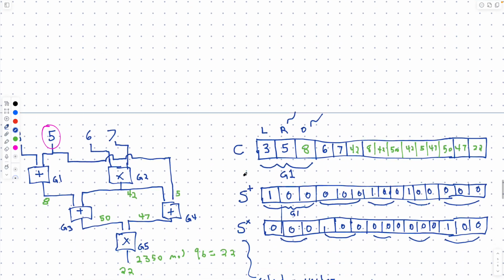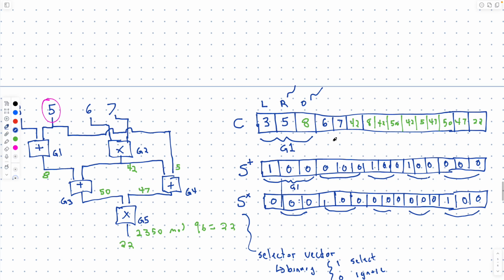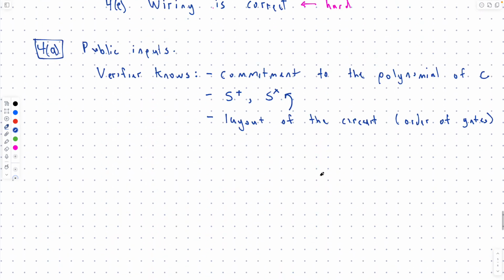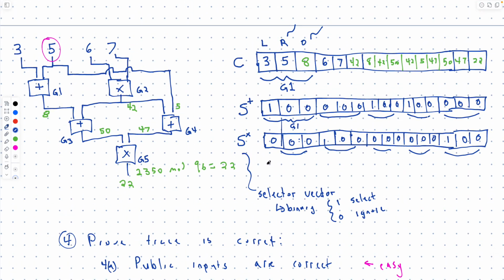So I denoted it as G1, but it's not in the data structures themselves. You can think of it as meta information, metadata. It's something that's not being passed around. It's just something that they understand. Yeah? Okay. Technically, once you have the wiring vector, then S plus, S multiply and the wiring will actually tell you the layout of the circuit. So that would be sufficient itself. But yeah.